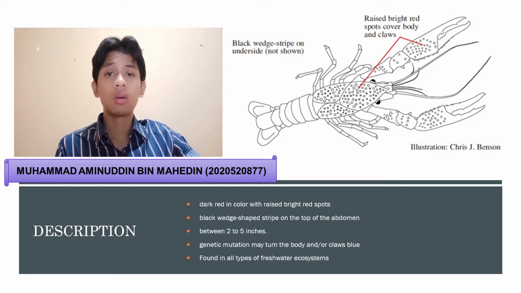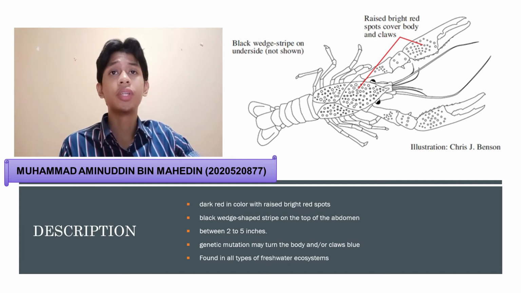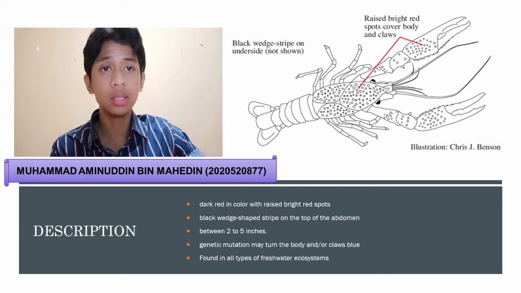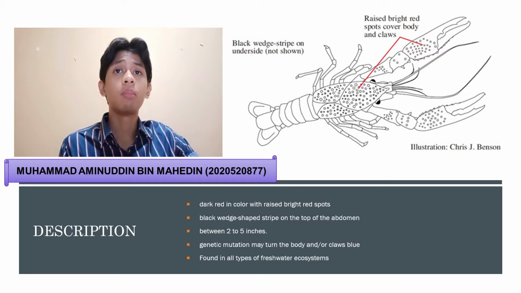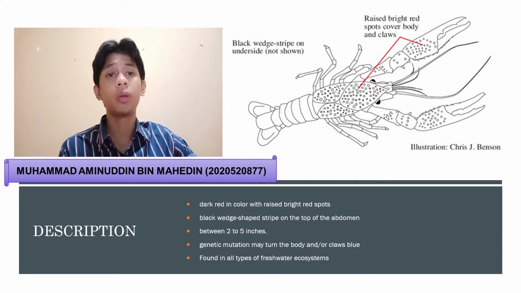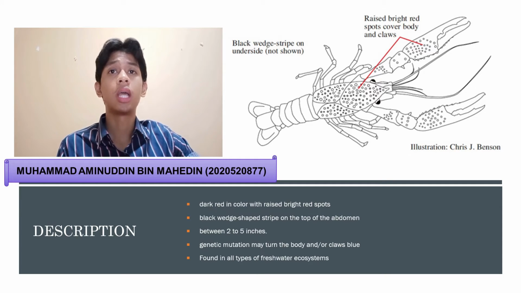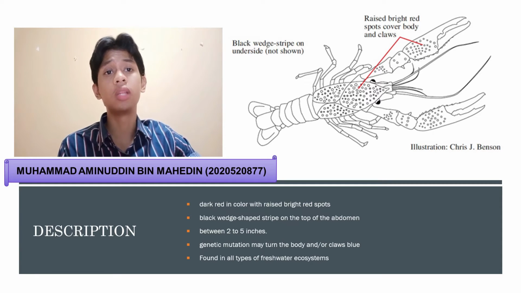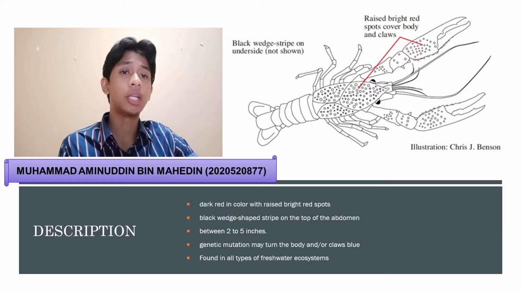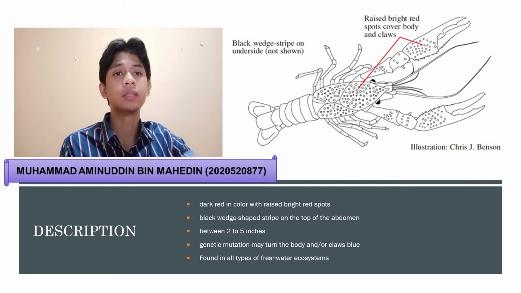Alright, next I will talk about the description of this species, the red swamp crayfish. Okay, this species has a dark red color, with bright red spots covering their whole body and their claws, and a wedge-shaped stripe on top of the abdomen, and they may vary in length between 2 to 5 inches. Occasionally, a genetic mutation may turn their body and claws blue. However, all other features including the red spots remain the same, and this species can be found in freshwater worldwide.